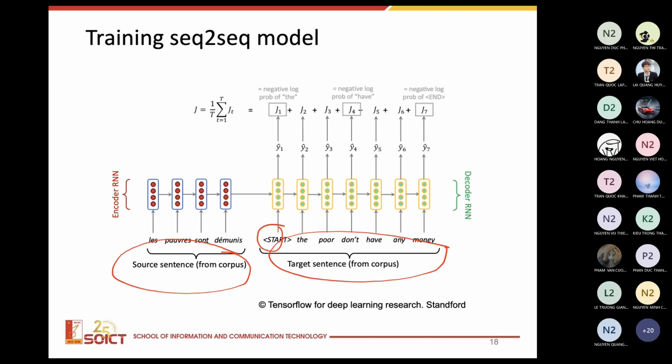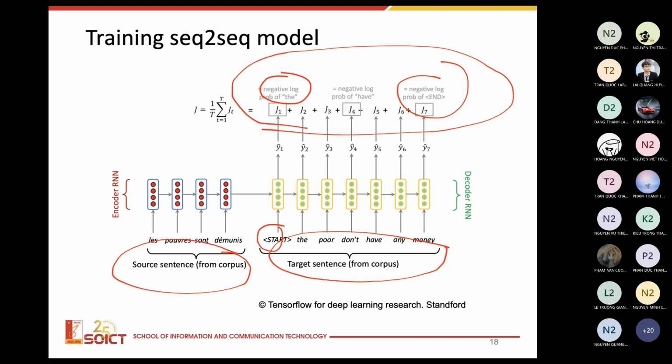And then for every output of the decoder RNN, we compute the loss, which is the negative log probability of the corresponding token, right? For example, at the first step, it is the negative log probability of the first token, and for the end, it's the negative log probability of the end token, the special token marking the end of the target sentence, right? By having that negative log probability, we can take the average over all the negative log probabilities for every token, and then we have the loss value. Using the loss value, we can do normal backpropagation to update the weights of the sequence-to-sequence model, right?